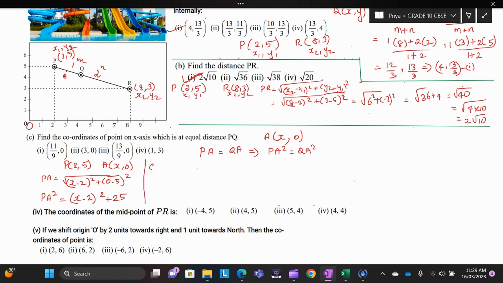Similarly, I need to find the distance between Q and A. So Q is the point which I found in the first question, that is (4, 13 by 3), isn't it? And A is going to be the same (x, 0). So directly I'm writing QA square because I'm removing the square root here, which is (x minus 4) the whole square plus (0 minus 13 by 3) the whole square, which is (x minus 4) the whole square plus 169 by 9, isn't it?